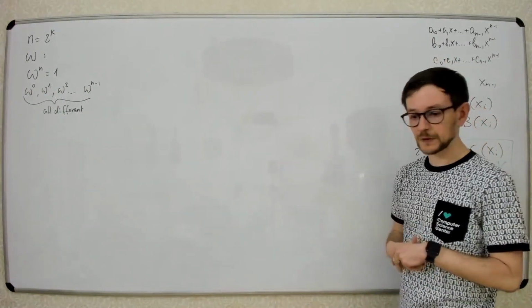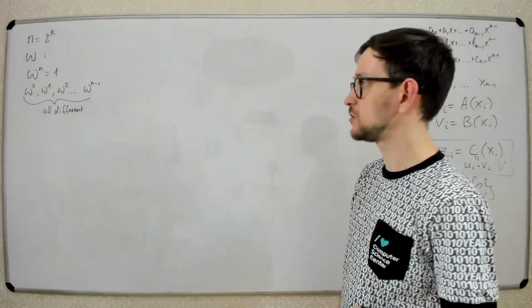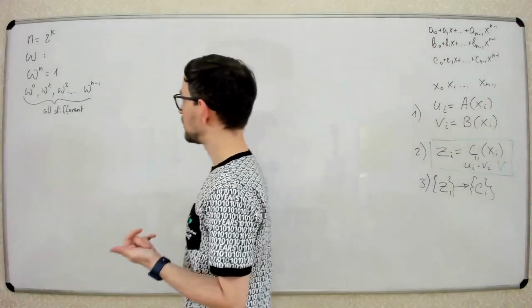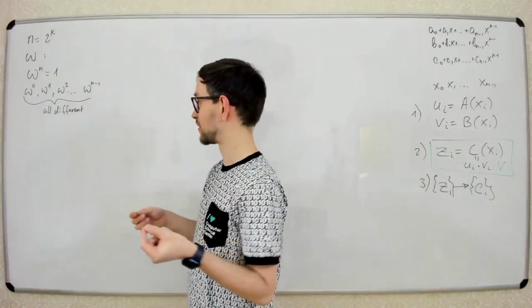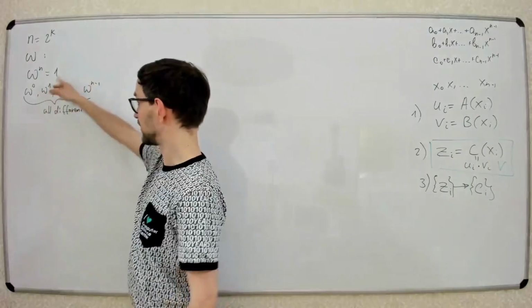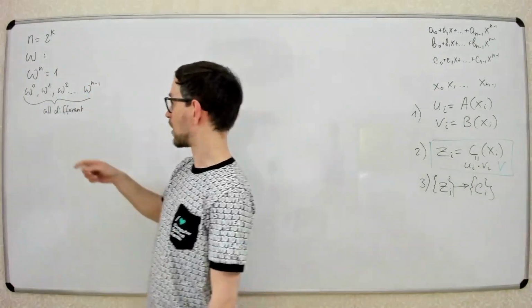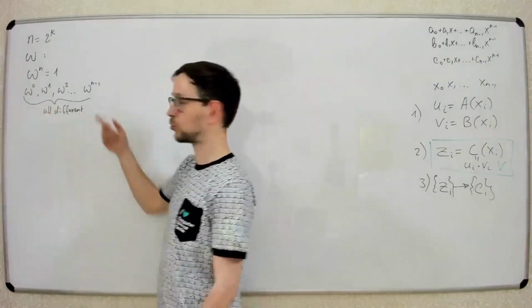How to get this number? So the problem is that in real numbers you don't have this number. So in real numbers, if n is greater than 2, then you have only roots of 1 and minus 1. And if you have only 1 and minus 1, then here we have only 2 values.